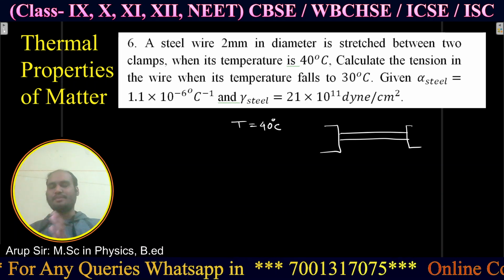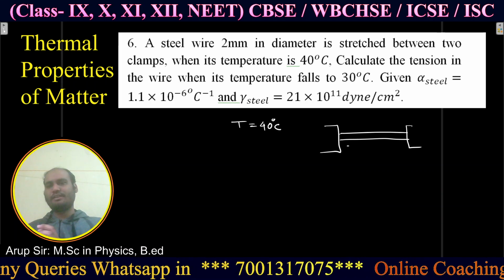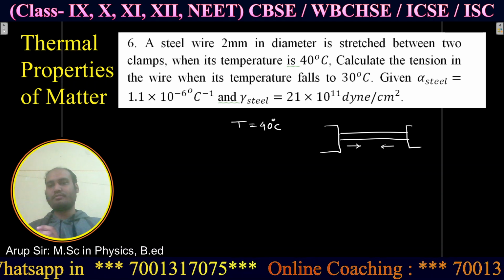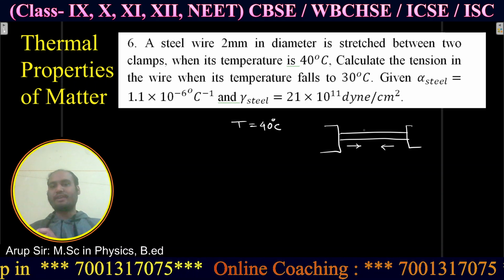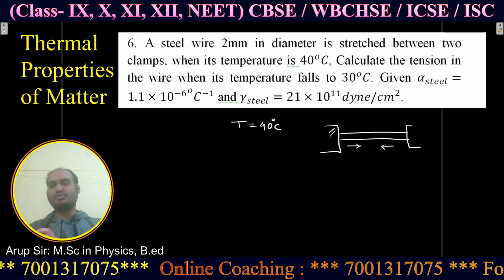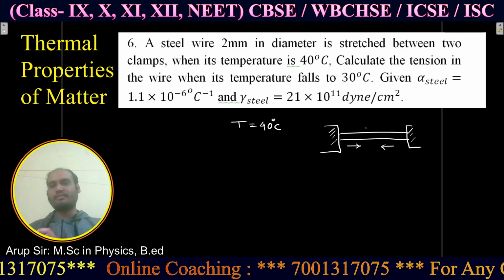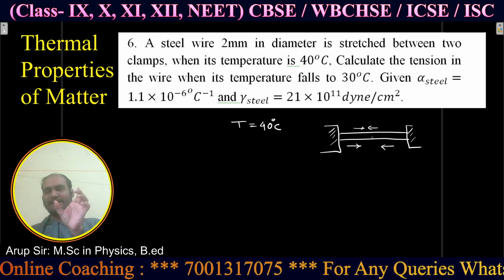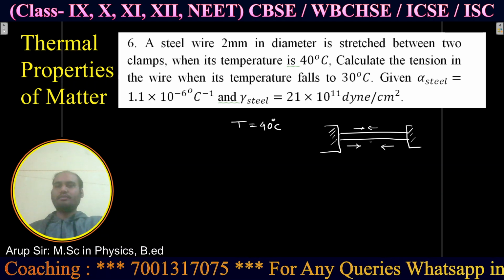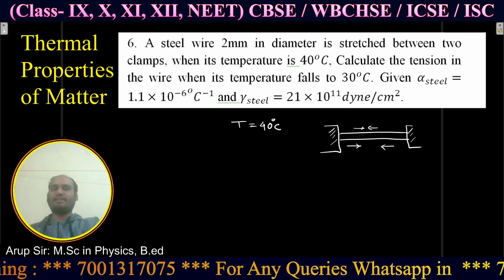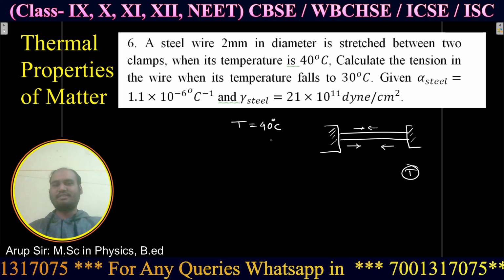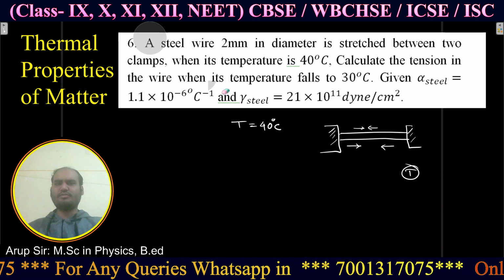So what will happen? When the temperature is decreasing, the length of the wire is also decreasing. At that situation, because these two clamps are fixed, there will be some tension in the wire because of length contraction. Now we have to find out this tension. I am denoting it as T. Temperature can also be denoted as theta.